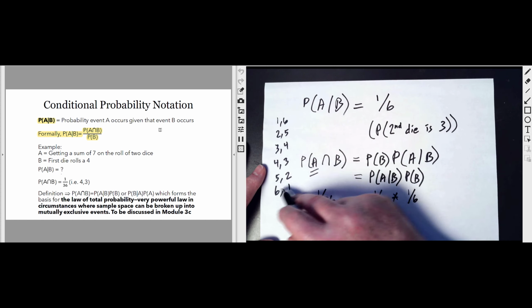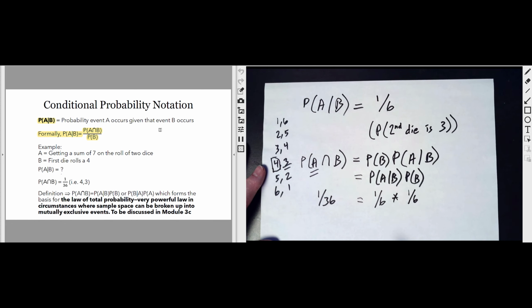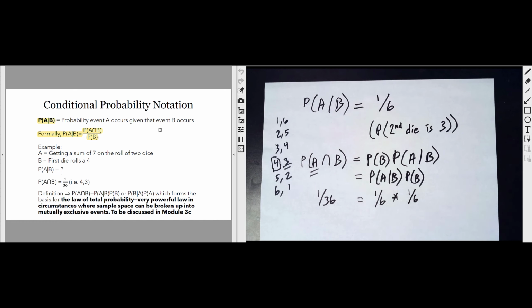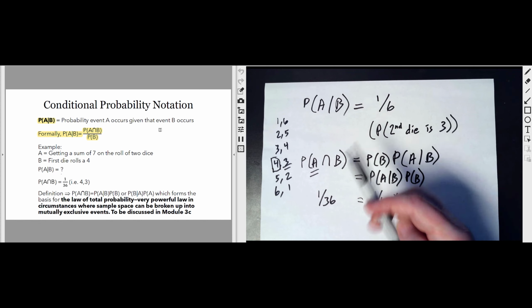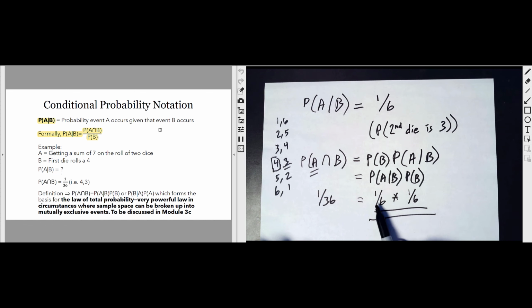Now, from these outcomes, the only one where B is true, that is, that the first die is 4, is the one where the second die is 3. And so we can deduce by just looking at the set of available outcomes that there's only one outcome out of 36 outcomes in which both A and B are true. So the computation 1/6 times 1/6 does give us the correct result that we can just compute directly, which is 1 out of 36.